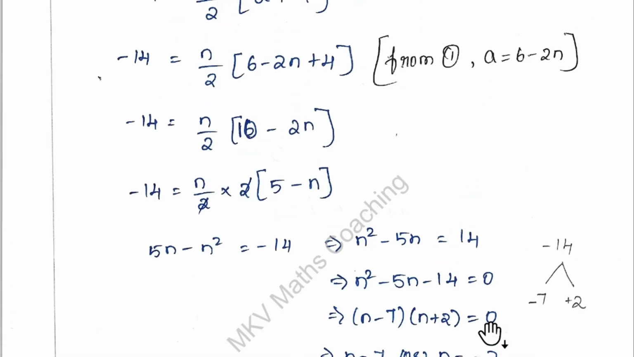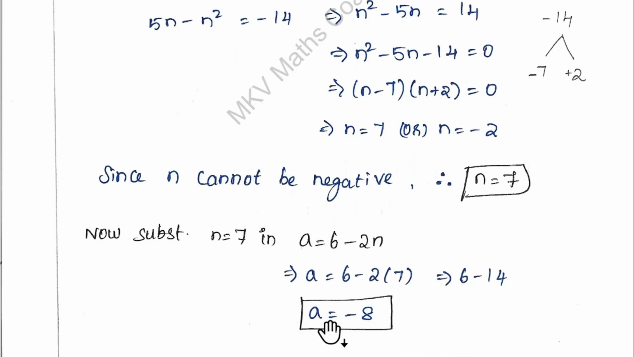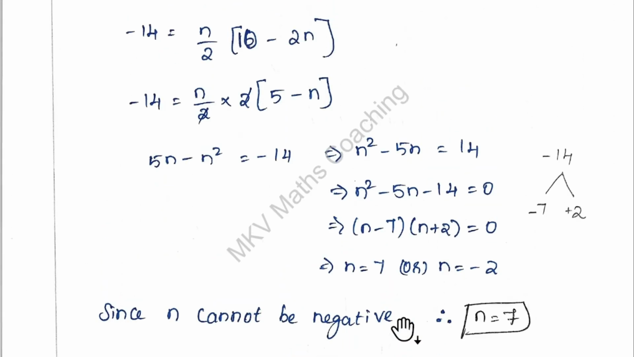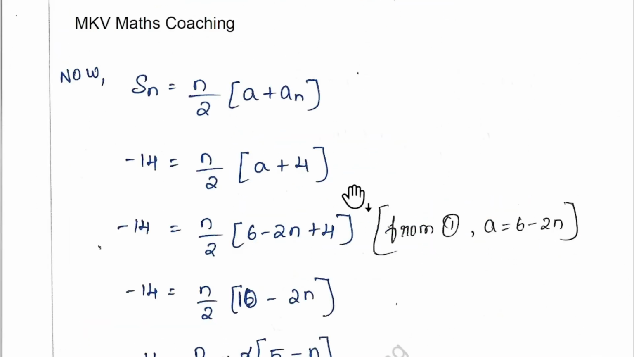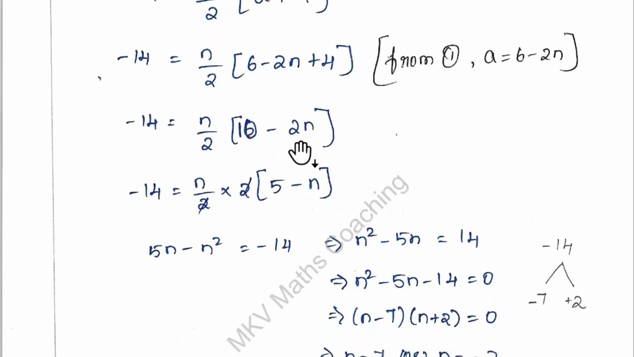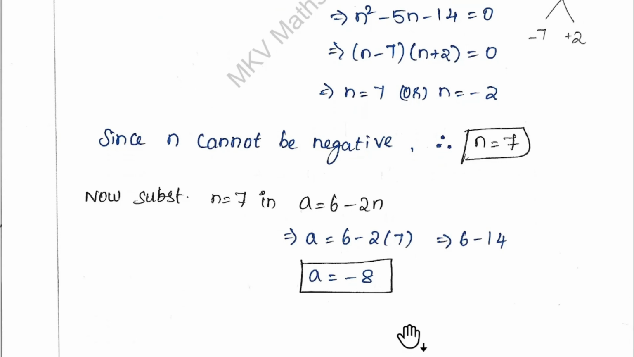Once you get the n value 7, I can use this equation to find the a value. a is 6 minus 2n. So 6 minus 2 into 7 will give you a value as minus 8. Okay. So if you don't know any important variable, like n and a, when you take any formula, just use the substitution method. Take one variable in terms of the other and substitute in the formula. You will get one variable, and if you substitute that into the other equation, you will get the a value also.